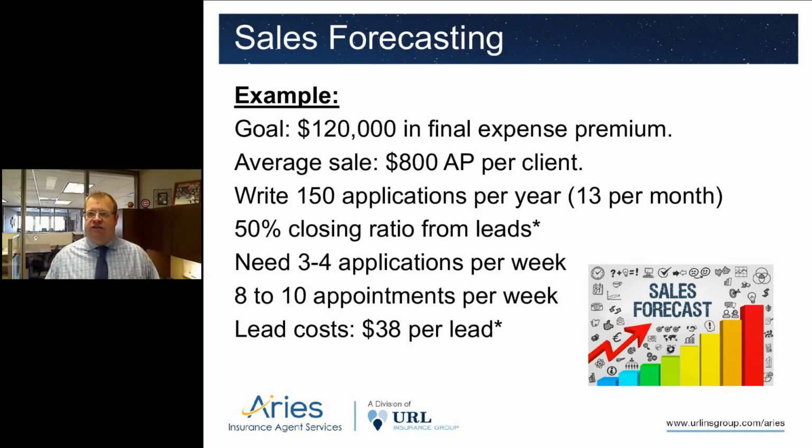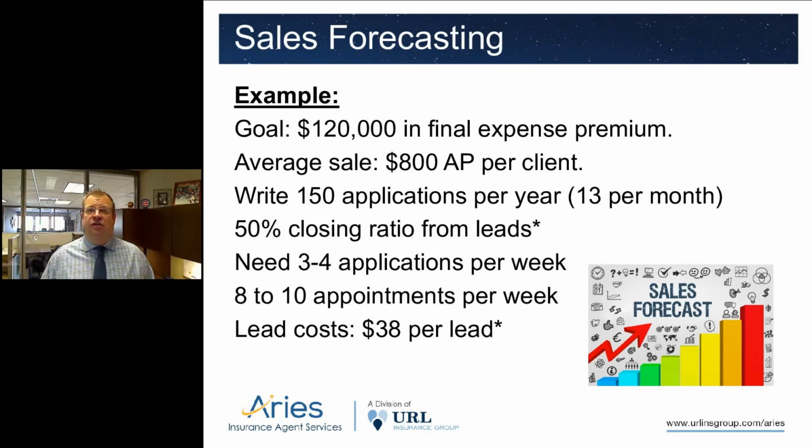You should just know this. You call X number of people. You know the average premium. If I see 10 people, I'm going to close 5. That means that 5 out of 5 people, we're looking at about $4,000 of premium. Something along those lines.